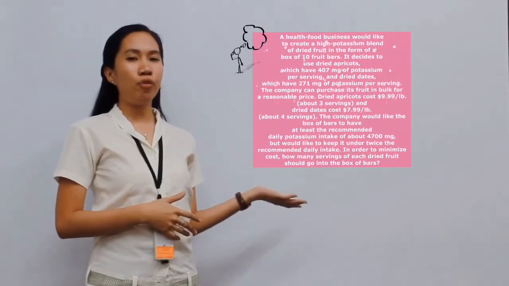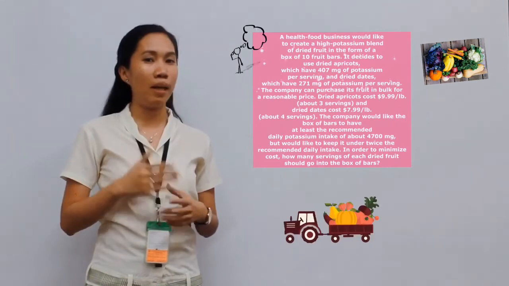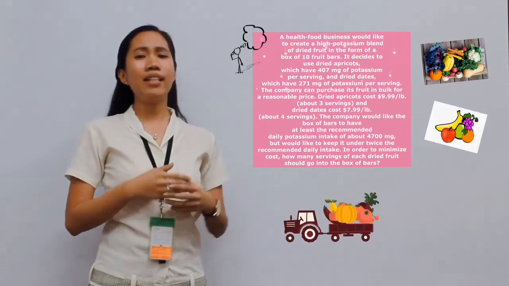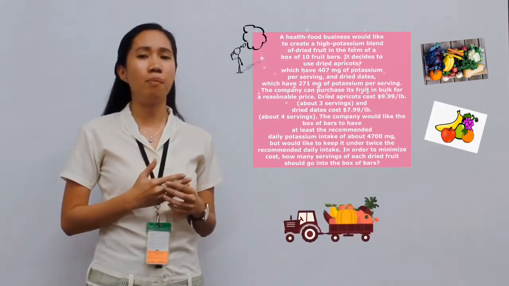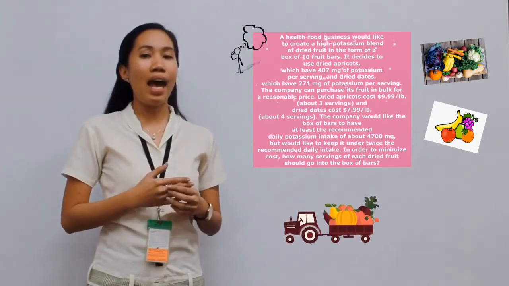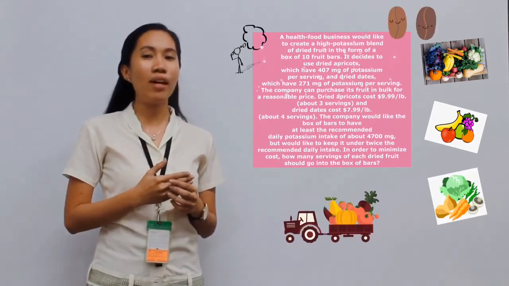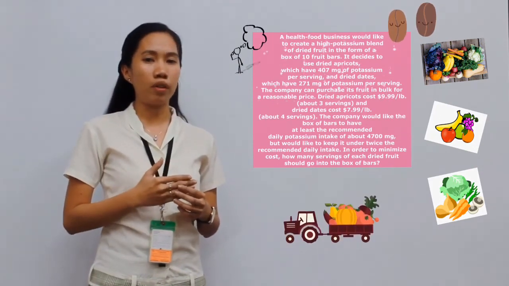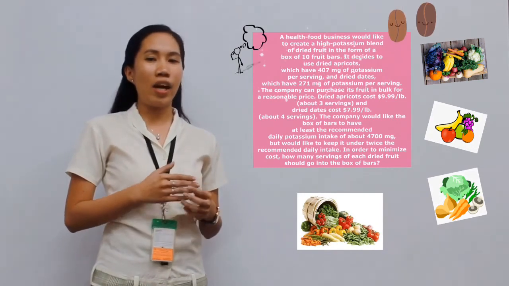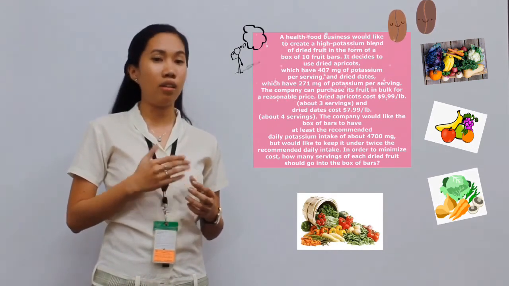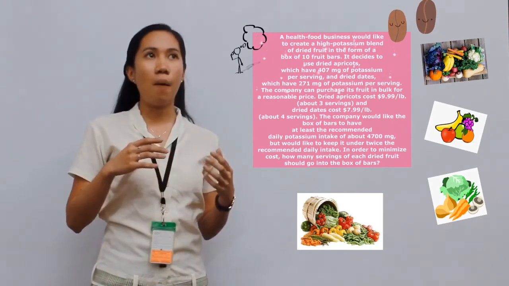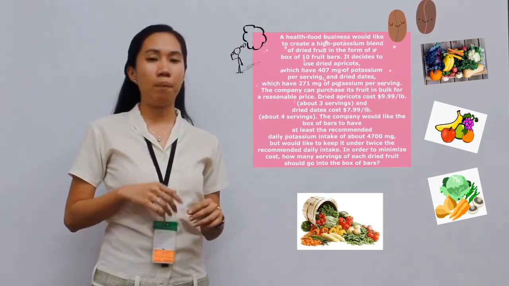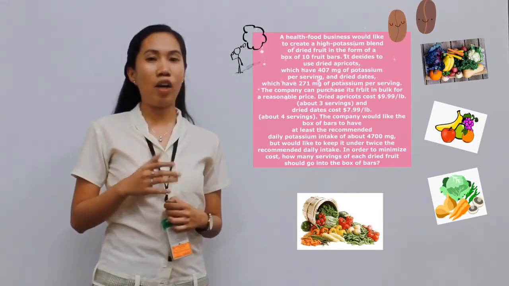Here, a health food business would like to create a high-potassium blend of dried fruit in the form of a box of 10 fruit bars. It decided to use dried apricots, which have 407 milligrams of potassium per serving, and dried dates, which have 271 milligrams of potassium per serving. The company can purchase its fruit in bulk for a reasonable price. Dried apricot costs $9.99 per pound for about 3 servings, and dried dates cost $7.99 per pound for about 4 servings.